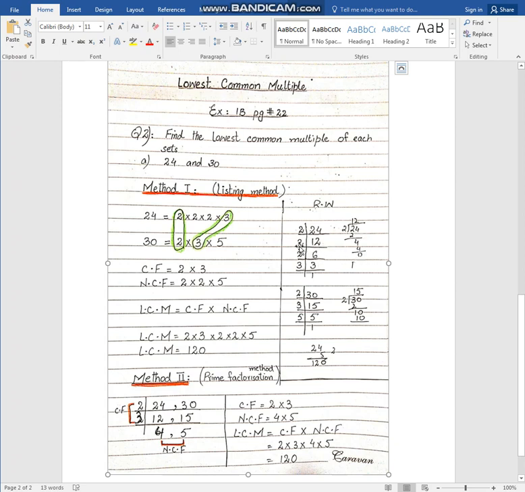Then 2 sixes are 12. Then 2 threes are 6, then 3 ones are 3. You know that 6 is divisible by 2, 2 threes are 6, and 3 is only divisible by 3, 3 ones are 3. So the prime factors of 24 are 2, 2, 2 and 3. We will write the prime factors here: 2 multiplied by 2 multiplied by 2 multiplied by 3. Clear?